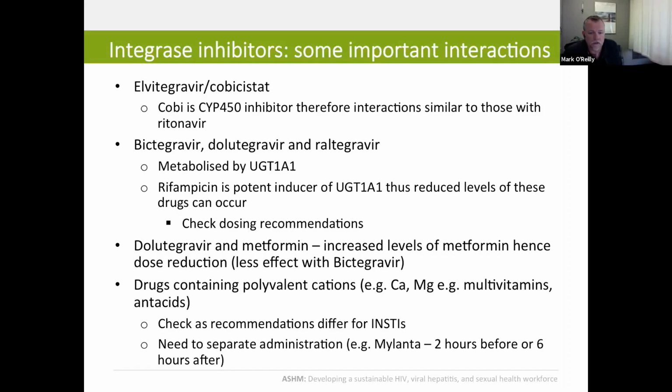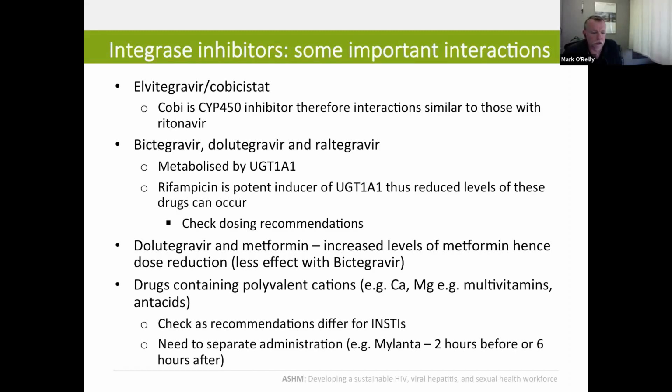So dolutegravir increases levels of metformin by reducing its excretion in the proximal convoluted tubules. So it may require a dose reduction of metformin. That effect is thought to be less with bictegravir.